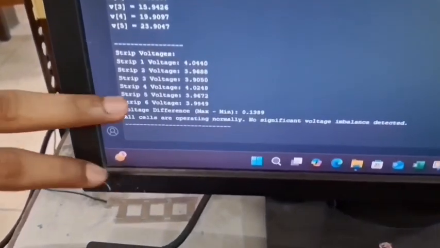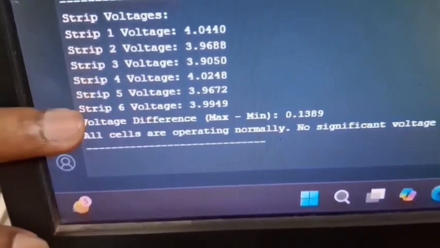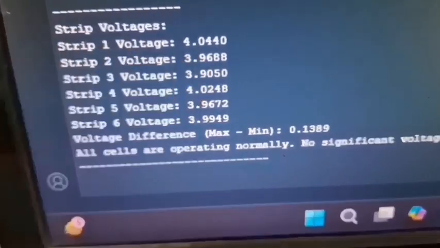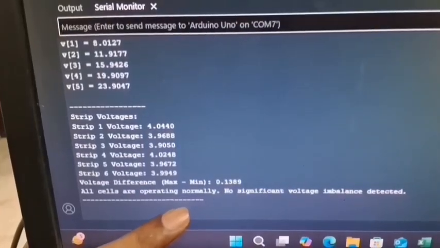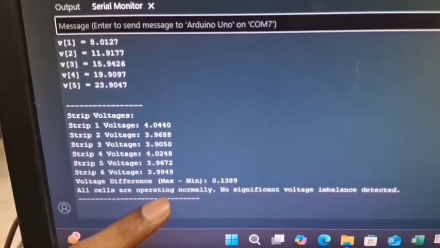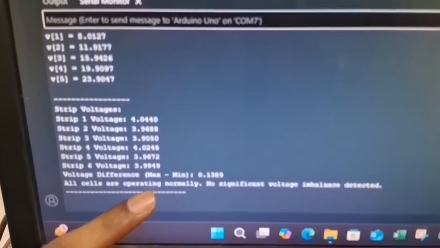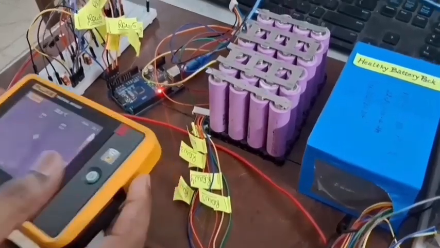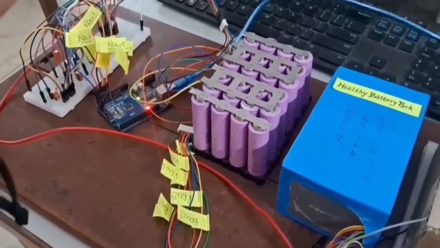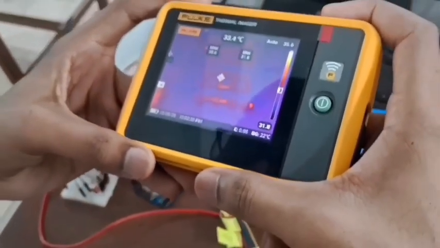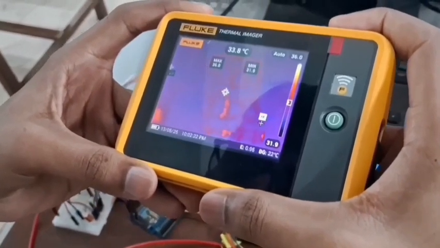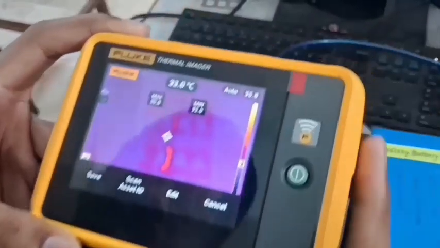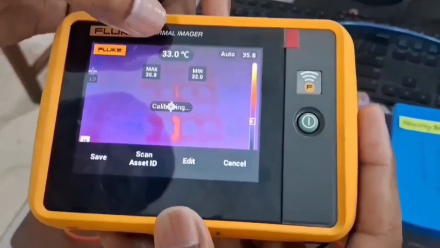As we can see on the screen, nearly all the strips are close to 4 volt. So after running the program, we can see that there is no weak cell detected. Now we are going to thermally validate our findings. So now I'm going to project this thermal camera on our battery pack and we are going to see the temperature. We see that it is less than 35 degrees Celsius.